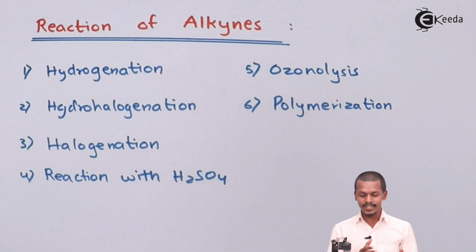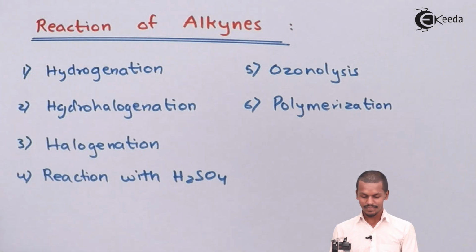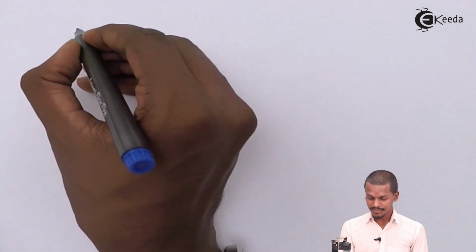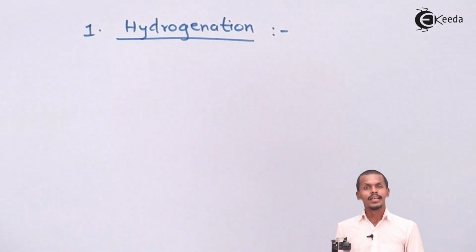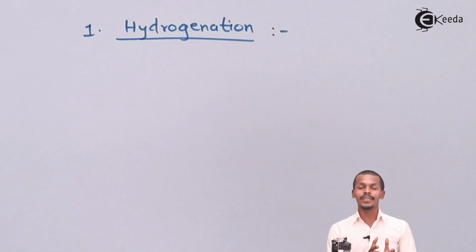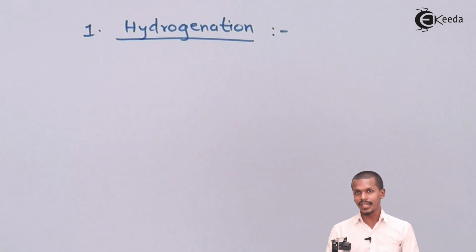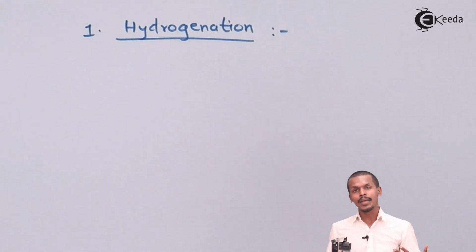Starting with the first one, the hydrogenation process. Hydrogenation is nothing but the involvement of the hydrogen molecule in the presence of a catalyst; in this case we are doing the hydrogenation process for ethyne. How the reaction will occur and to what extent it will occur is what we have to learn. We did this in the chapter on alkenes also, but now we are going to do it separately for alkynes.